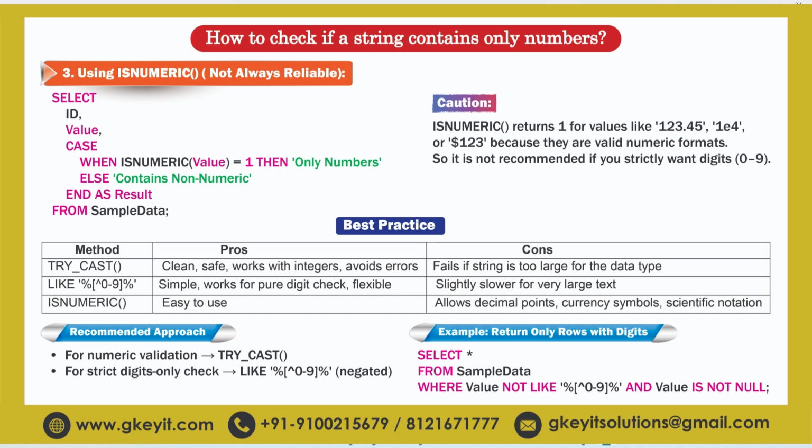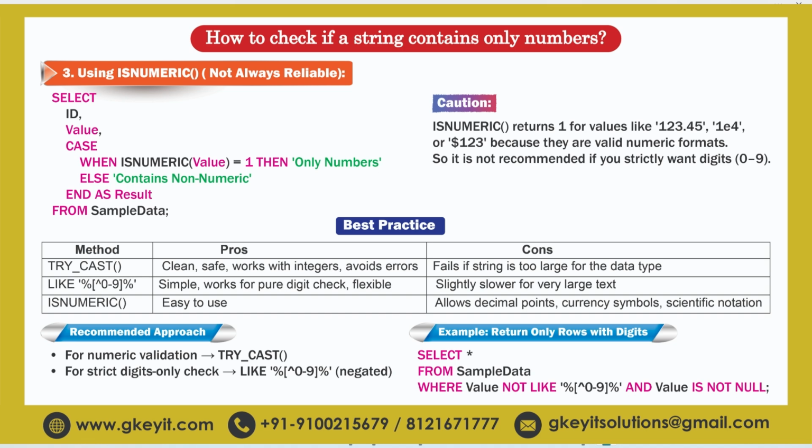Coming to the third functionality, using the ISNUMERIC function, it is not always reliable. Here is a query: SELECT id, value, CASE WHEN ISNUMERIC(value) = 1 THEN 'Only numeric' ELSE 'Contains non-numeric' END from the sample database. There is a caution here: the ISNUMERIC function returns 1 for values like 123.45, 1E4 or $123 because they are valid numeric formats. So it is not recommended if you strictly want digits from 0 to 9.